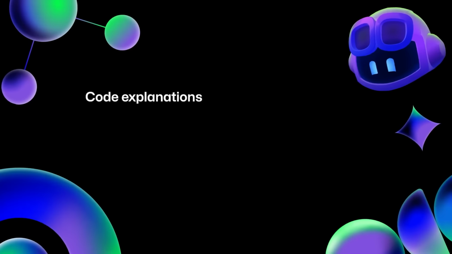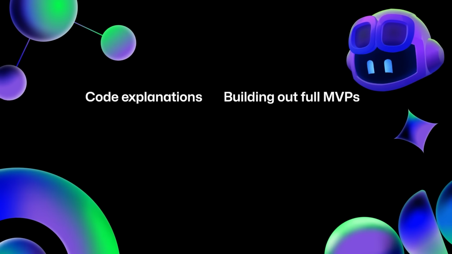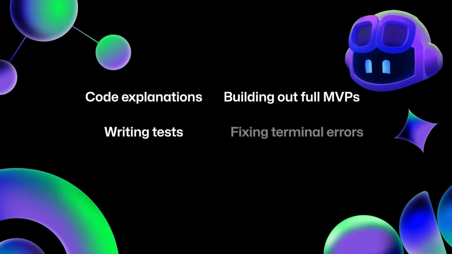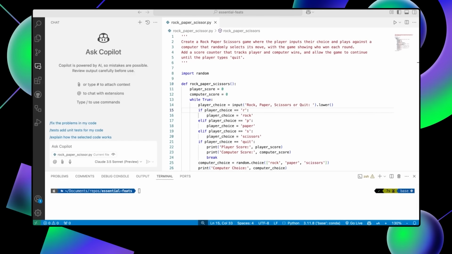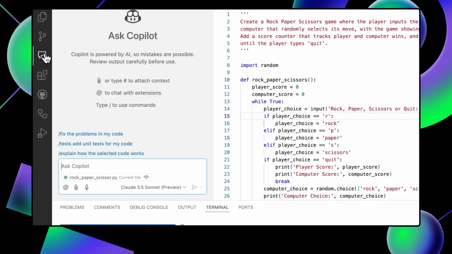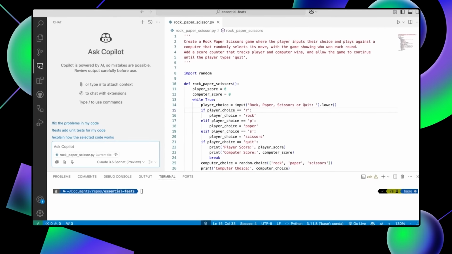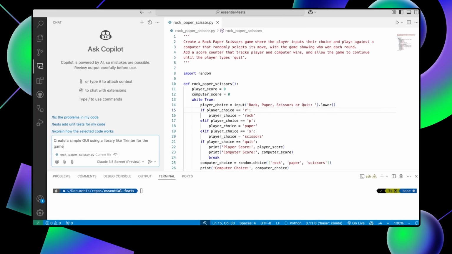Let's test the changes, and amazing, they're working. The inline chat feature is really good at helping you apply quick fixes to your code. But if you want to work more deeply, you can use Copilot Chat for that. GitHub Copilot Chat can help you with code explanations, building out full MVPs, writing tests, fixing terminal errors, and much, much more. Let's use Copilot Chat to create a graphical user interface, or GUI, for our rock, paper, scissors game. Click the chat icon to open up the chat panel, then enter your prompt, create a simple GUI using a library like tkinter for the game.